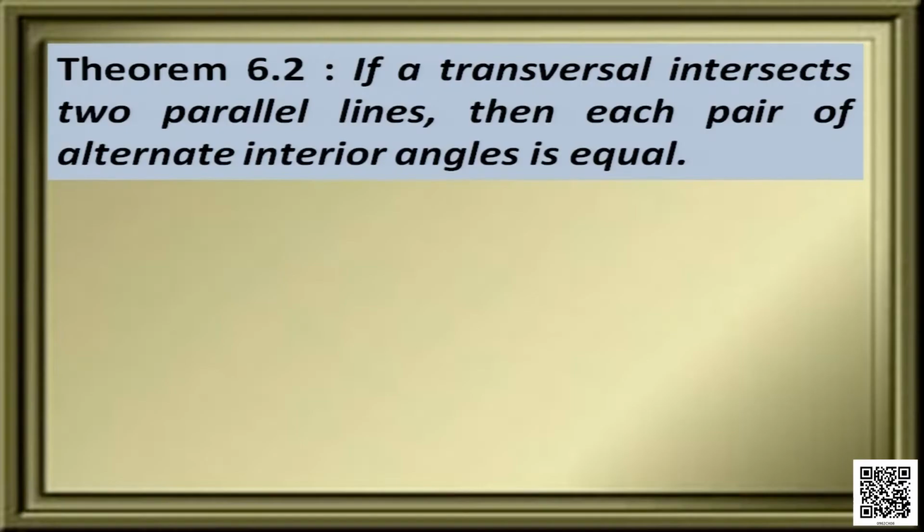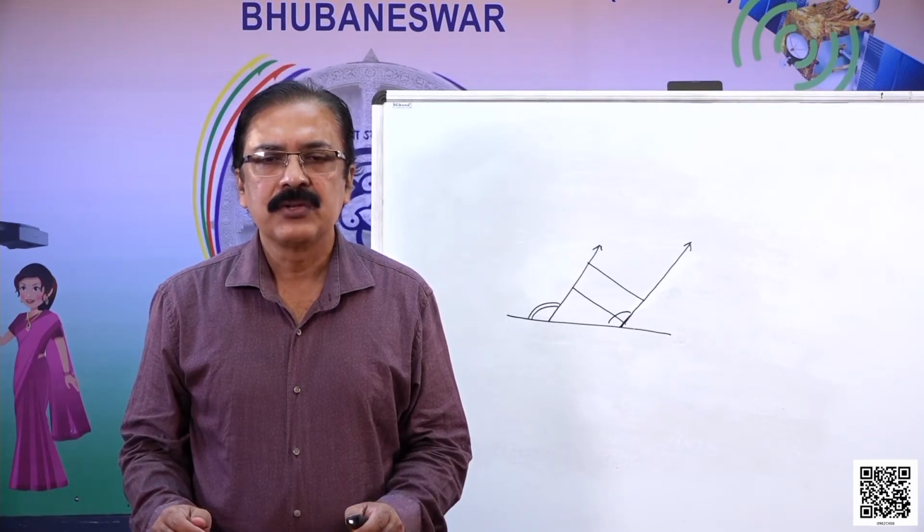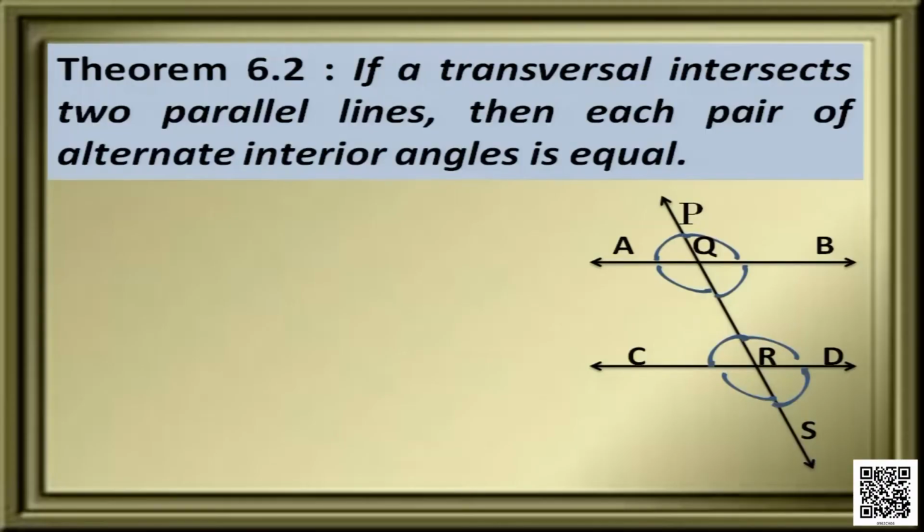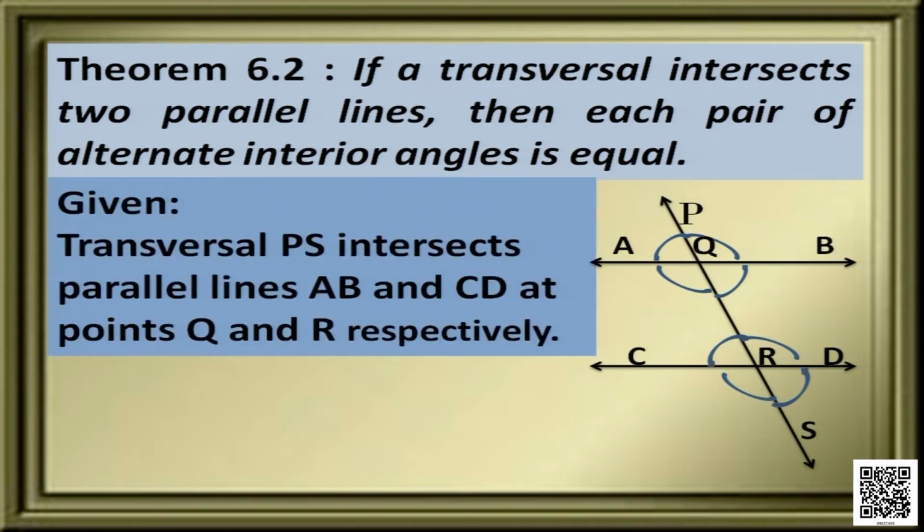If a transversal intersects two parallel lines, then each pair of alternate interior angles is equal. In this case, what do we have to draw? As it is given, a transversal is there and two parallel lines are there. So we will draw a figure like this. AB and CD are two parallel lines and PS is the transversal. So what is given then? Here transversal PS intersects parallel lines AB and CD at points Q and R respectively.